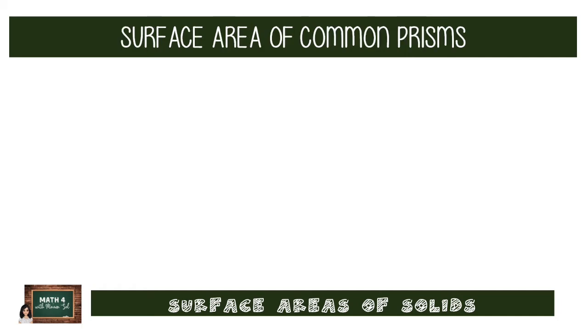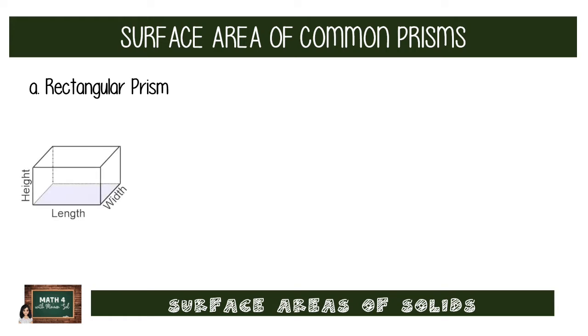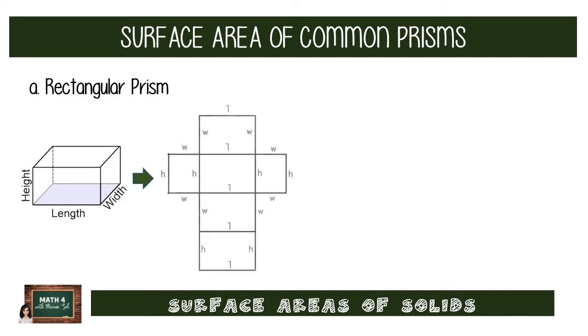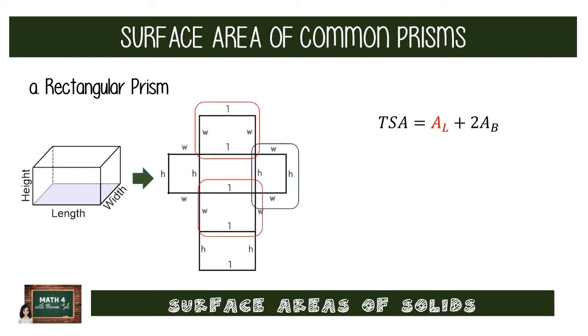Let us focus on common prisms such as the rectangular prism. To compute the total surface area of a rectangular prism, it would be easier to visualize it using its nets. Nets are the polygons that you have when you quote-unquote cut open the solid. So we can compute the total surface area of the rectangular prism if we add all the areas of the rectangles that make it. So the lateral faces are rectangles which have areas given by the formula base times height.